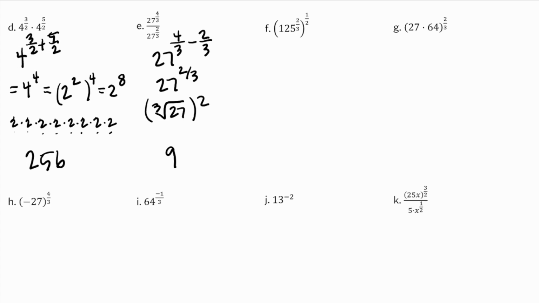Okay. I might work with the exponents first here. So if I'm taking a power of a power, that's where I'll multiply the exponents. So 2/3 of a half, I'm going to multiply 2 divided by 6, that's like 1/3. 125 to the 1/3 power, that's the cube root of 125, and that'll be 5.